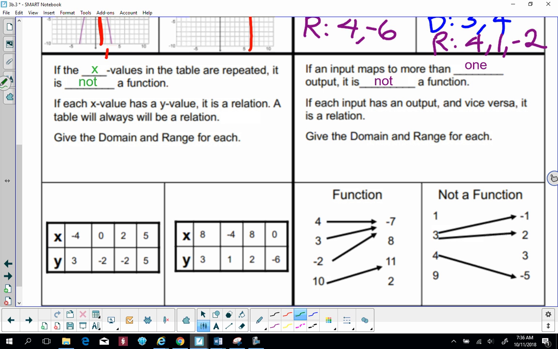So when we're looking at this table, remember, to see if it's a function, we only have to look at the x values. Do any of these x values repeat? No, so this is a function. Now, when we look at these x values, do they repeat? Yes, this 8 and this 8 repeats, so it's not a function.